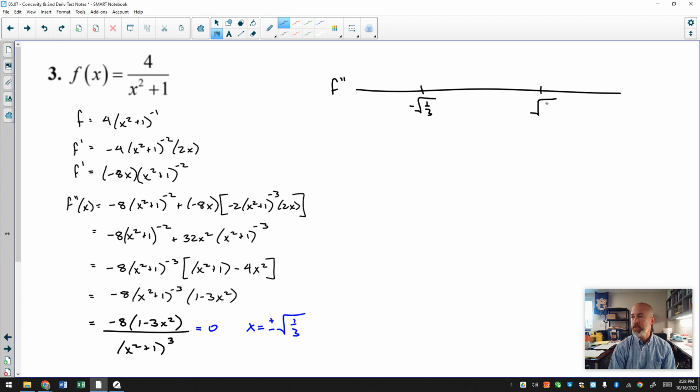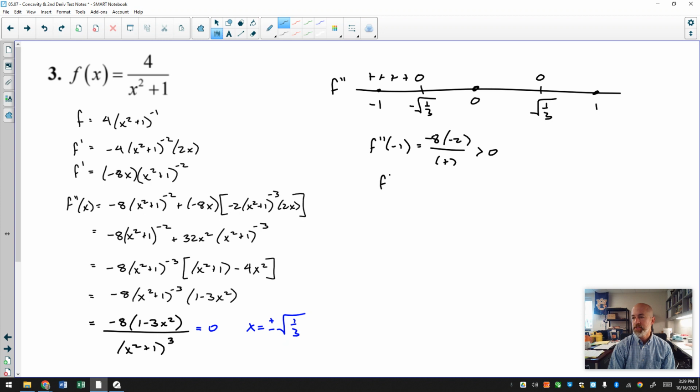And while that's pretty ugly, it does allow you to choose some very nice test points. 0 is right between them. 1 is after root 1/3. -1 is before -root 1/3. And f double prime of -1 is going to be, oh my goodness, that'll be -8 times -1 squared is 1. 1 minus 3 is -2. And that denominator is always something positive. So that will return a positive value.